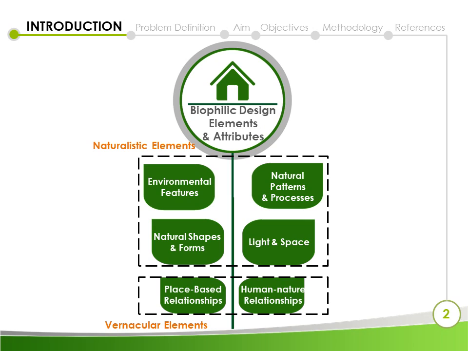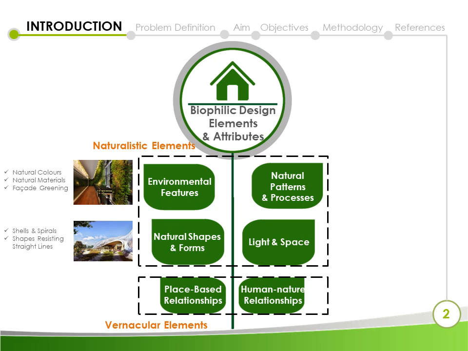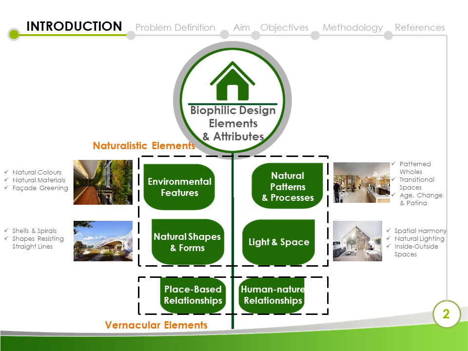Most of the environmental features are natural colors, natural materials, and facade greening. Natural shapes and forms provide shells and spirals, shapes resisting straight lines. The important natural patterns and processes include patterned holes, transitional spaces like corridors, age, change, and patina. Light and space includes spatial harmony, natural lighting, inside and outside spaces.